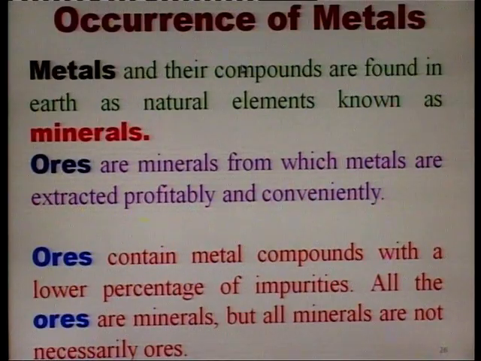Occurrence of metals. Metals and their compounds are found in earth as natural elements known as minerals. What are minerals? Metals and their compounds found in earth as natural elements are known as minerals. Next is ores. Ores are minerals from which metal can be extracted economically and profitably.